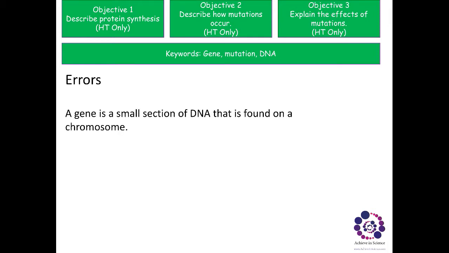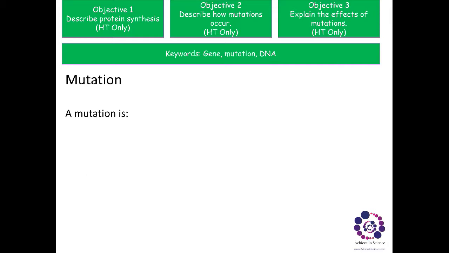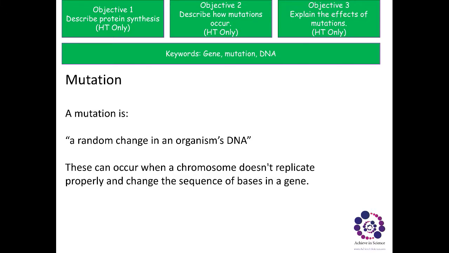A gene is a small section of DNA that is found on a chromosome. Each gene codes for a particular sequence of amino acids, which are then used to form a specific protein. Sometimes these genes may mutate. A mutation then is a random change in an organism's DNA. These can occur when a chromosome doesn't replicate properly and can change the sequence of bases in a gene.